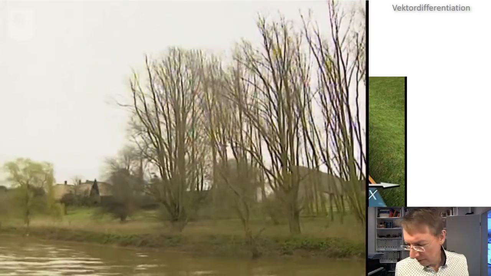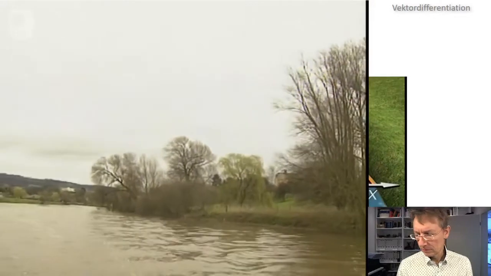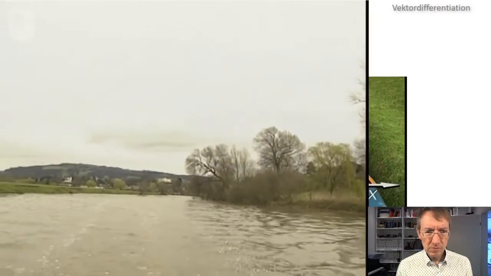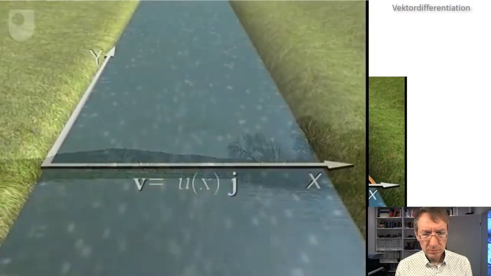Somewhere in between, the surface speed will be a maximum. Let's assume that there's some symmetry, and so that the maximum flow is midstream. What does this imply for u of x?